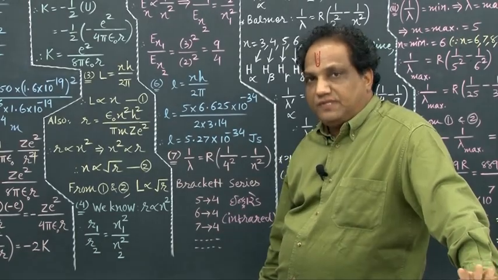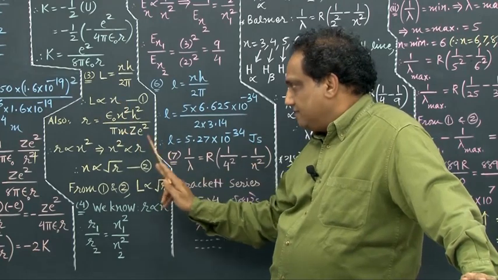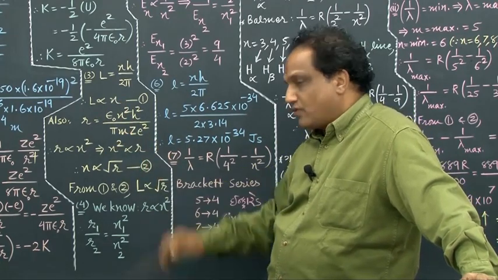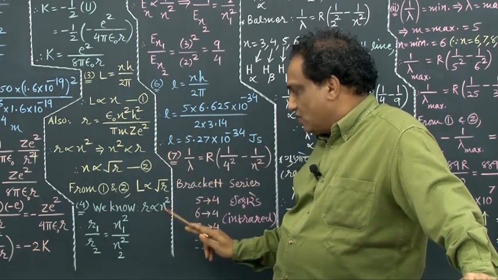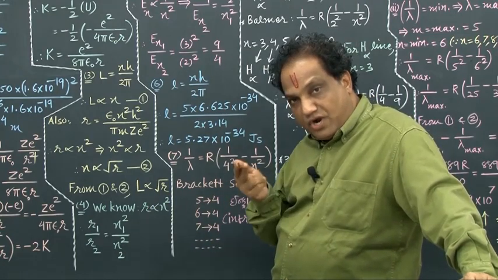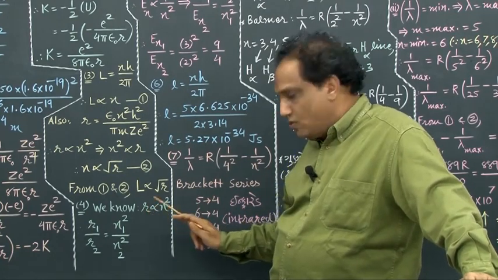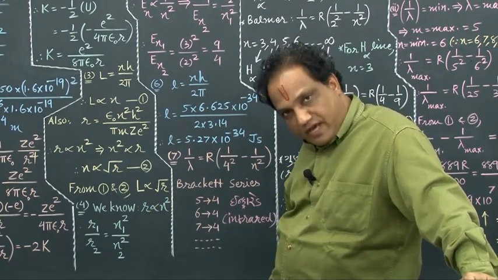Have you read it? Tell me. We know from this formula that R is proportional to n square. If it is direct proportionality, then 1 to 1 to. So from here R1 upon R2 will be equal to n1 square upon n2 square.